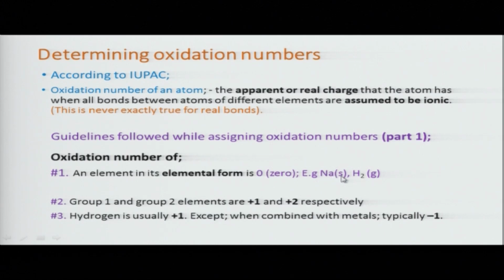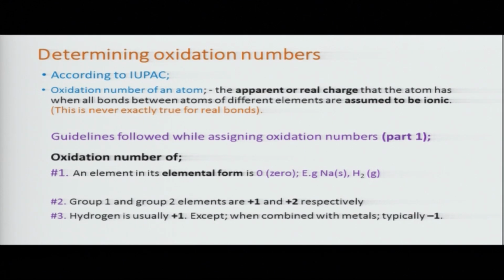Sodium is a solid, so in its elementary state, it is 0. Hydrogen is a gas as H2. Mercury is a liquid. So when it is in the liquid state, when it has not ionized or has not lost or gained electrons, then it has 0 oxidation state. I think that is very clear and understood.